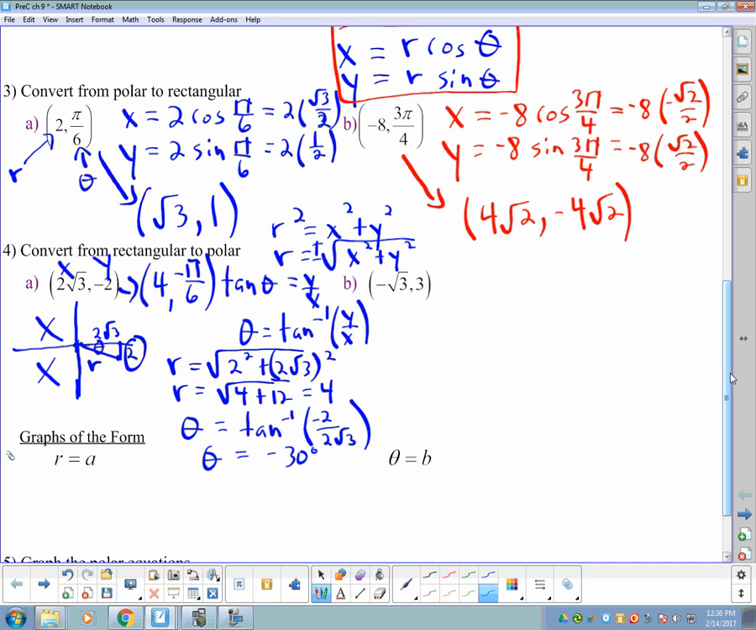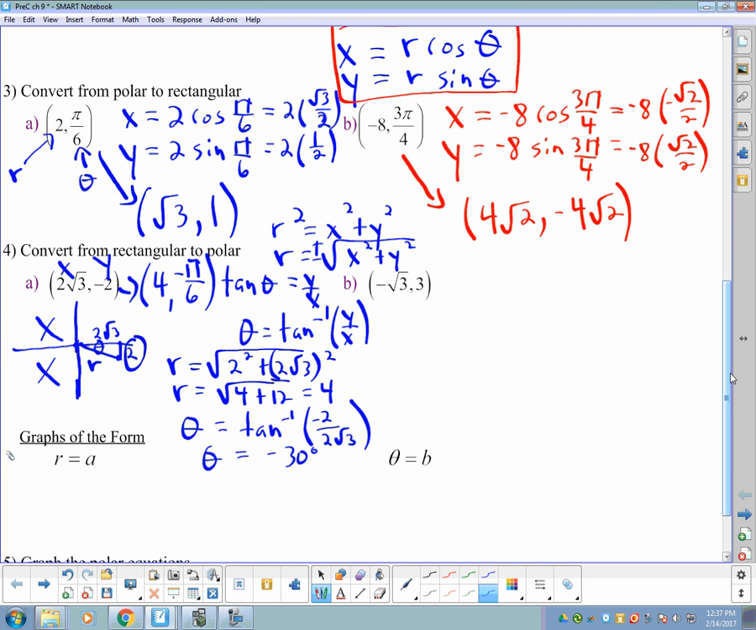So that's changing from rectangular to polar. You've got to find r, which is the radius, and you've got to find theta. And remember, this is not a unique value. There are lots of equivalent values to this, an infinite number of them, because every time you go around 2 pi radians, you land at the same spot.